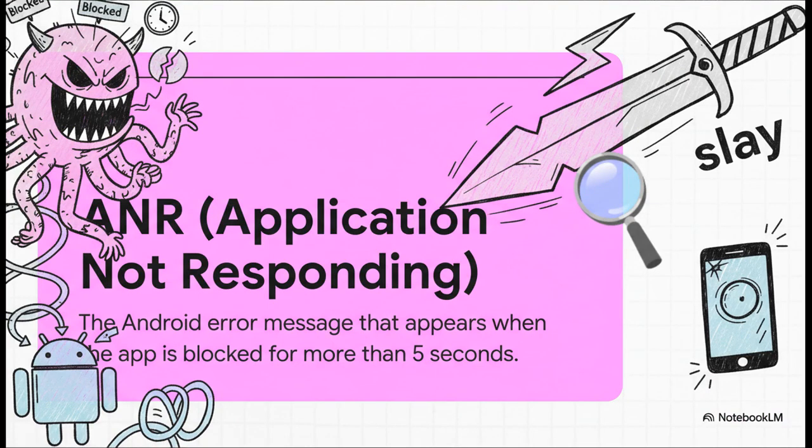This is our culprit, the infamous ANR, which stands for Application Not Responding. This is Android's official name for when the main UI thread, the one responsible for literally everything the user sees and touches, gets blocked for more than 5 seconds. This is the technical monster that we need to slay.